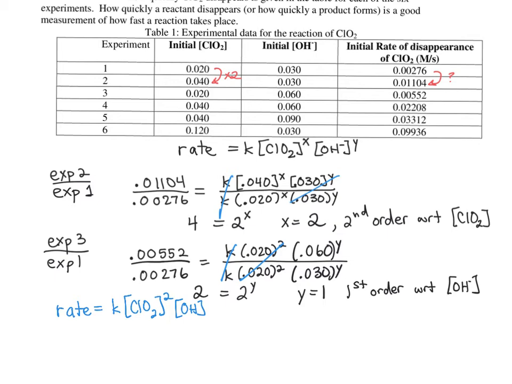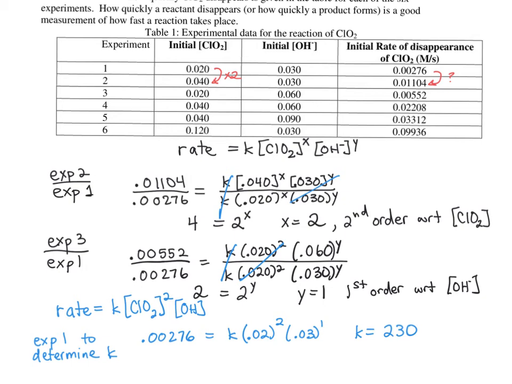Next, I need to figure out the value of k and the units of k. I can pick any one experiment that I want to. It doesn't matter which one I pick. Might as well just do the first one. So I'm going to use experiment 1 to determine k, and I'm just going to plug in everything I know. For experiment 1, the rate is 0.00276. k I don't know. The ClO2 concentration is 0.02 squared. The hydroxide concentration is 0.03, to the first power. So I divide both those things to the other side, and I get k is equal to 230.